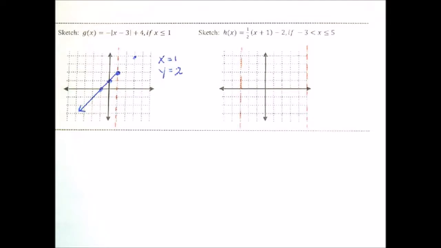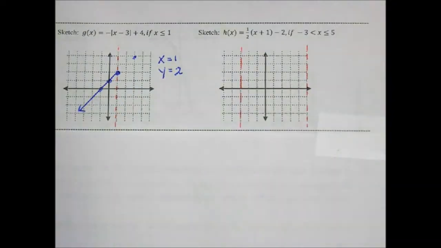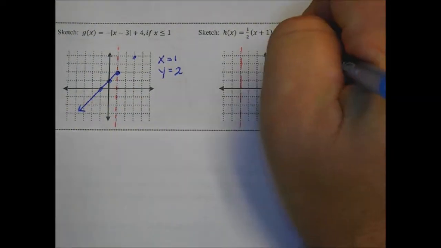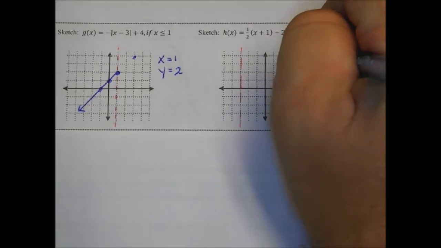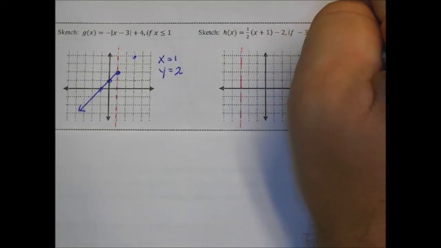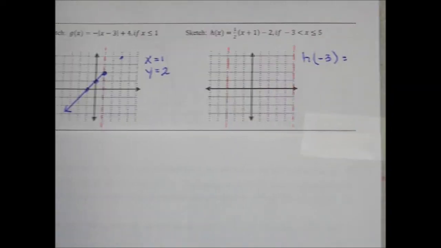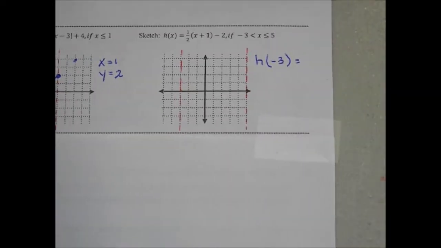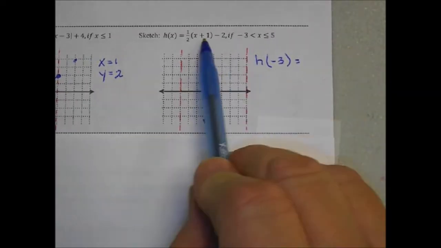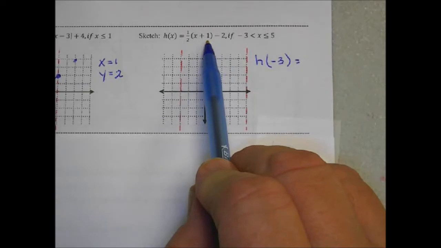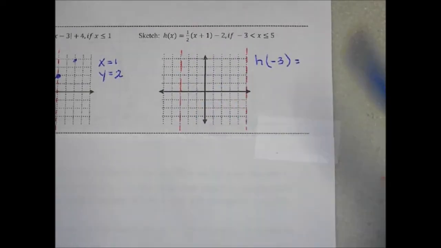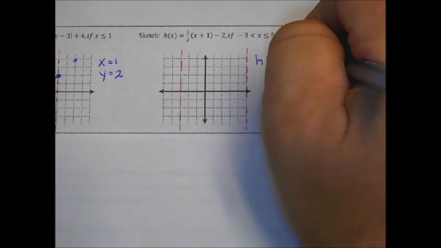Now let's evaluate at those 2 points. This is h of x, so what would h of negative 3 be equal to? Negative 3 plus 1 is negative 2. 1/2 of negative 2 is negative 1. Negative 1 minus 2 is negative 3.